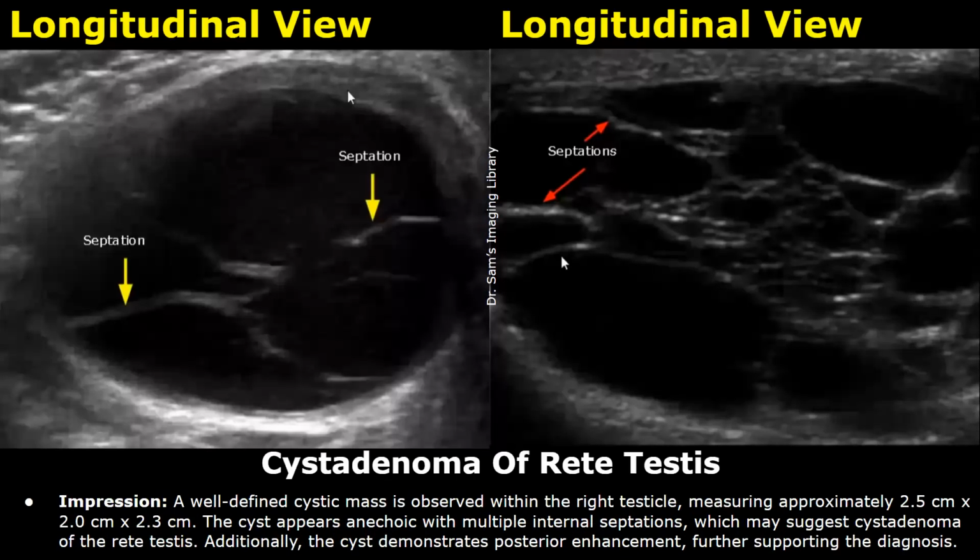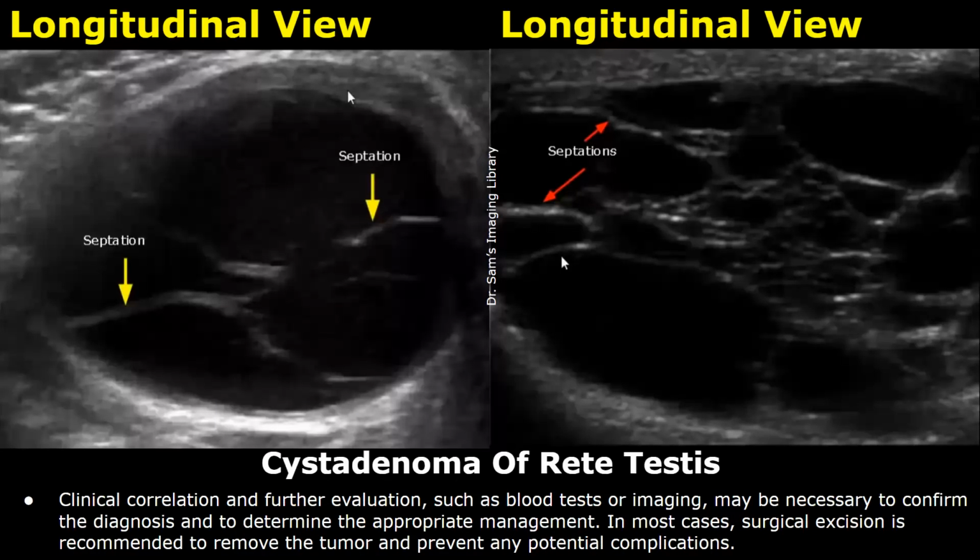You can write the main features in the impression. The cyst appears anechoic with multiple internal septations, which may suggest cystadenoma of the Rete testis. Clinical correlation and further evaluation, such as blood tests or imaging, may be necessary to confirm the diagnosis and to determine the appropriate management.